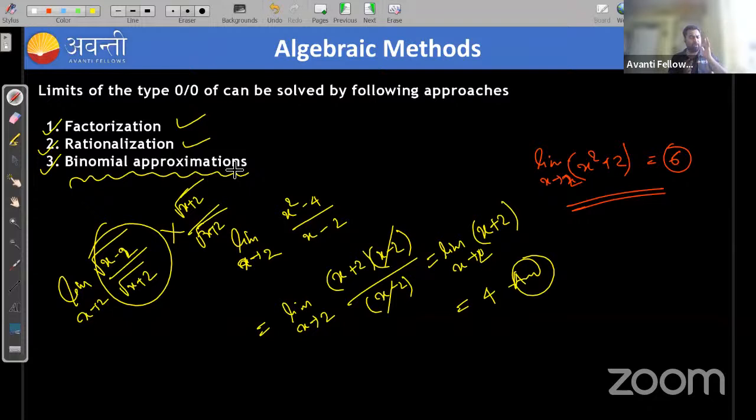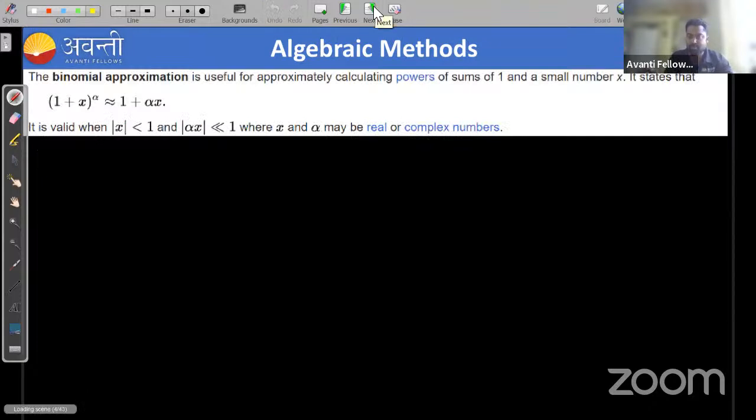So we will not go through all the derivation of binomial approximations. We'll just see what the formula is and how we can use the binomial approximation to evaluate the limits easily. So that is our motto, right? So let's start with binomial approximation. So what is binomial approximation actually? See here on your screen, you have a formal definition of binomial approximations, right?